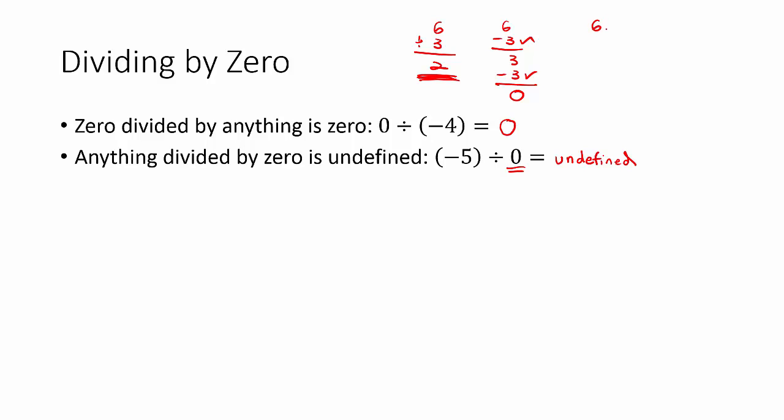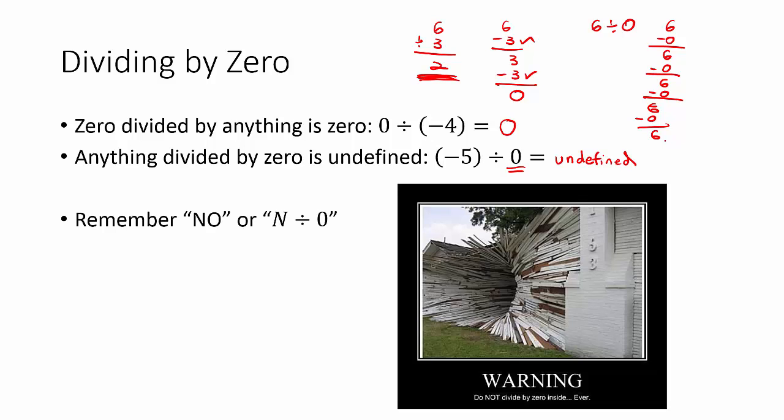The problem is if I want to do 6 divided by 0, we're going to do 6 minus 0 is 6, minus 0 is 6, minus 0 is 6, minus 0 is 6. You're never going to get down to 0. You can't keep subtracting 0. It's not going to happen. It doesn't work. We cannot divide by 0 because you'll never get to an answer. So we say anything divided by 0 is always undefined. We cannot do that. So no, do not divide by 0 ever.